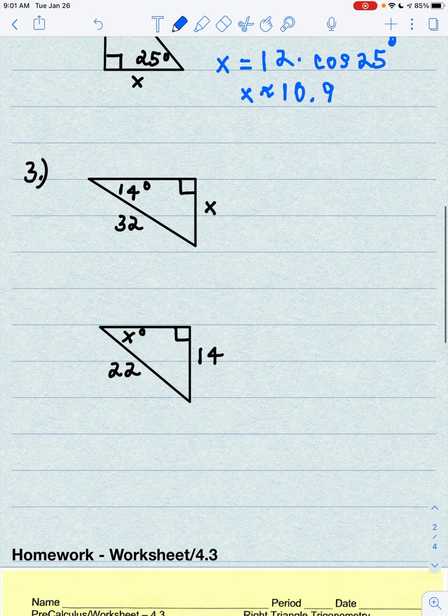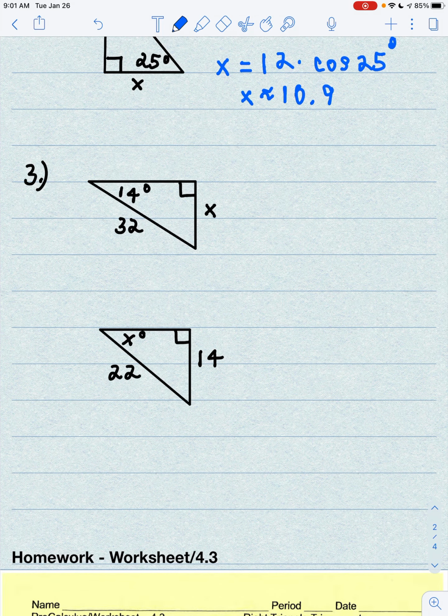Third diagrams. In the third diagrams, the known side is opposite the given angle, but we still are involving the hypotenuse. And that means we're dealing with the sine ratio because sine is opposite over hypotenuse. So in my first problem, I'm going to have the sine of 14 degrees over 1 equals opposite, which is x, over hypotenuse, which is 32.